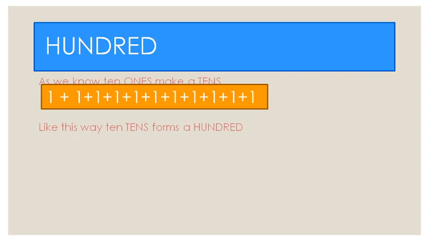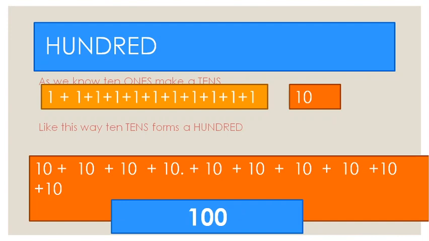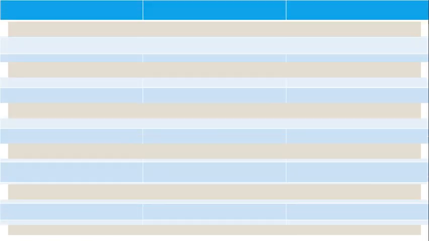1 plus 1 plus 1 plus 1 plus 1, when we add 10 times 1, then it will make tens. And when we add 10 times tens, then it will make 100. Now let's try to read a 3-digit number. Before reading, we have to learn to expand the number.